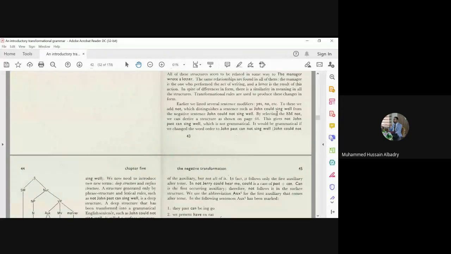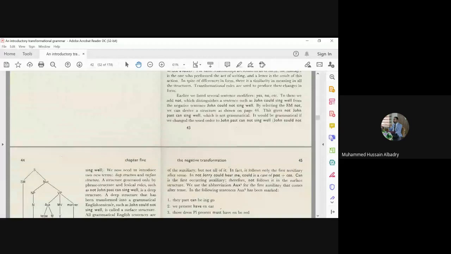So not is what? It's a sentence modifier which distinguishes a sentence such as John could sing well from the negative sentence John could not sing well. بنسوي tree diagram، لازم النوت وين نطلعها عشان نخلي لها sentence modifier. By selecting the SM sentence modifier note we can derive a structure as shown on page 44. هسه راح ندرسها هذا.